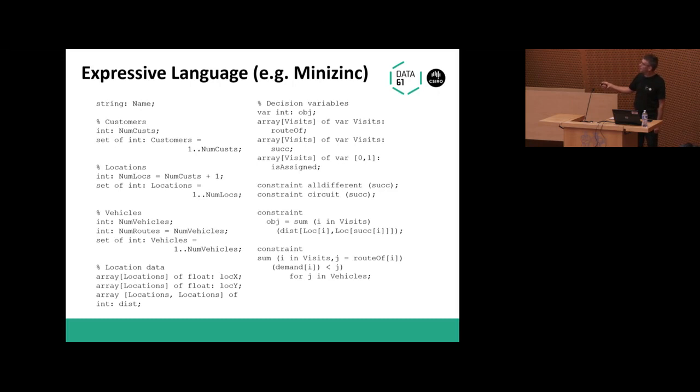Here's my objective, which is the sum over all of the visits of the distance from the location of I to the location of the successor of I. So you can see that's a fairly complex semantics for defining your constraints. And here's my capacity constraint, which just says that for all visits such that J is the route that they've been assigned to, I'm going to take a sum over all of those I's of the demand of I is less than, and that should have been QJ. Sorry about that. Okay.